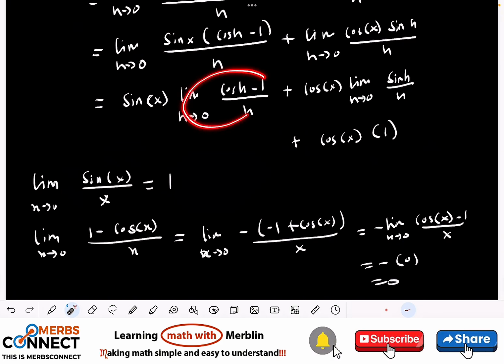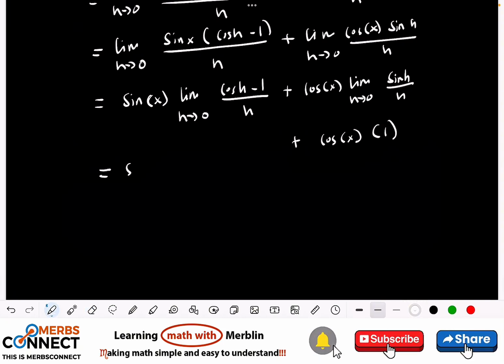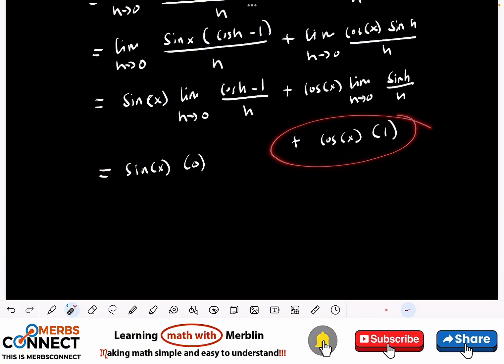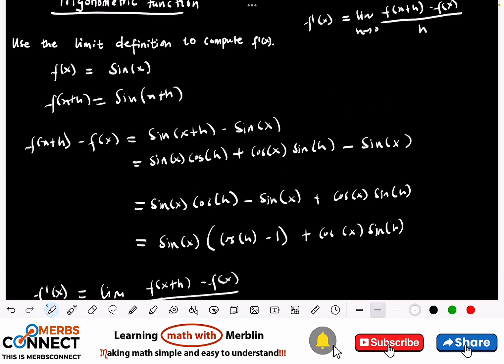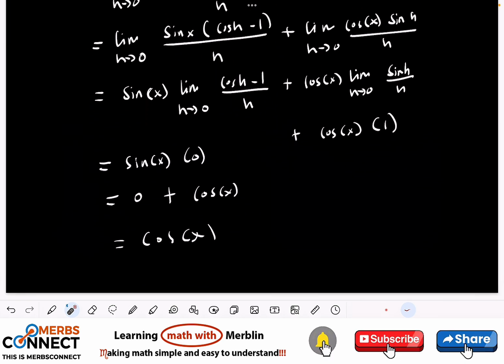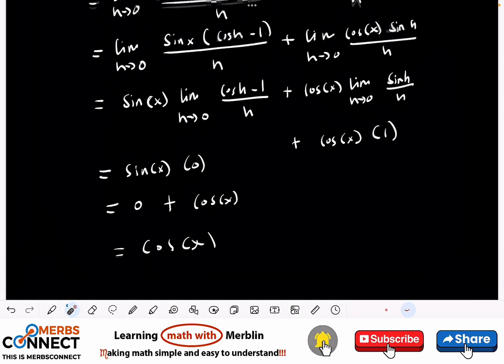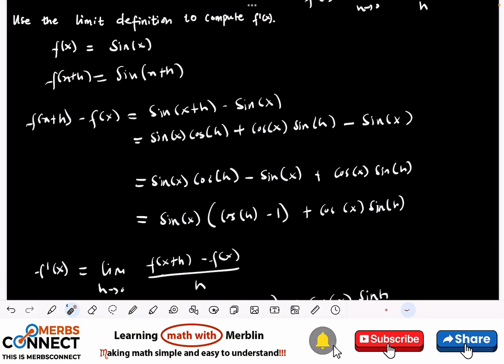So this one here too will be what? 0. So it means that we are going to have something like this: sine of x times 0 plus this here. So 0 times sine will be 0, plus cos of x times 1 will be that, and then we are going to have that. So remember that when I differentiate sine x, I get cos x. So that is the idea of the limit definition, the first principle of differentiation. That's what you are going to get, right?